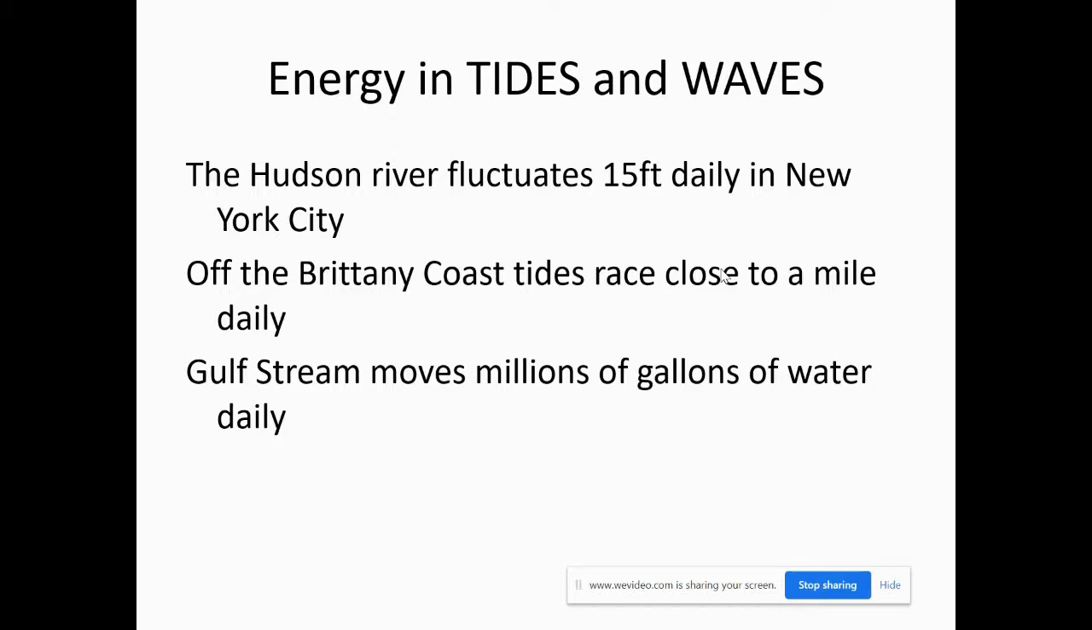So in the case of tides, the Hudson River fluctuates by 15 feet a day. New York City is not a good location for wind or solar, but it would be a great place for tide energy. In France, off the coast of Brittany, the tides race in close to a mile daily. The Gulf Stream, which is an ocean current, which is still water flowing, is incredibly powerful. We're not really too interested in channeling energy from the Gulf Stream because if we slow it down, we could put Europe in a permanent winter.